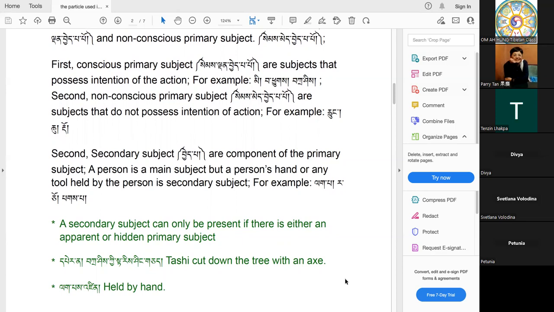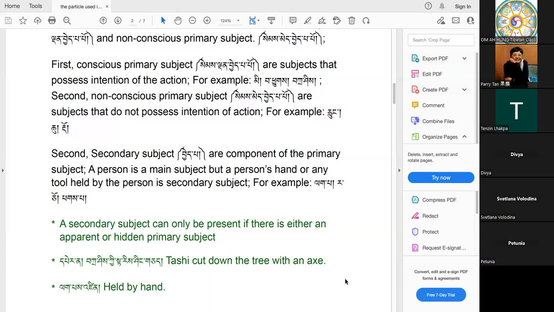A hand needs a person's consciousness to operate. You cannot operate the hand if the person is dead. So it requires the person; it's a part of the person. Even though we say that it is held by the hand, we understand that the hand which is holding something is doing it because of the intention of the person. So it's a component of that person.